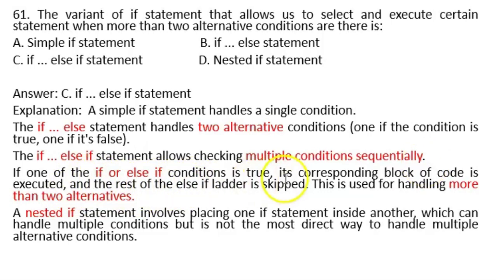If one of the if or else if conditions is true, the corresponding block of code is executed and the rest of the ladder is skipped. It is used to handle more than two alternatives. So the answer is C, the if else if statement.